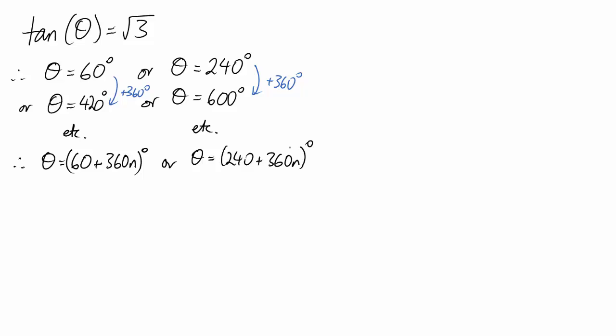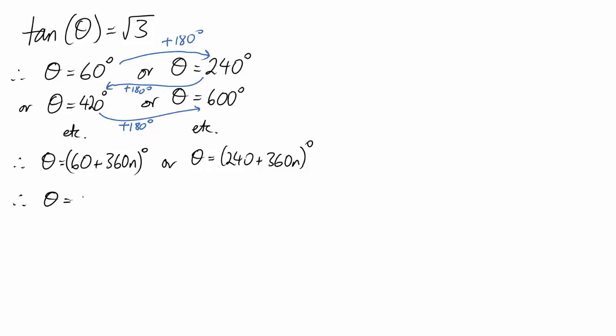But actually, if you think about what we did here, we just took 60 degrees, added 180 degrees, and then we can keep adding 180 degrees to get around half a circle each time. So a better way to write the solution is theta equals 60 plus 180n.